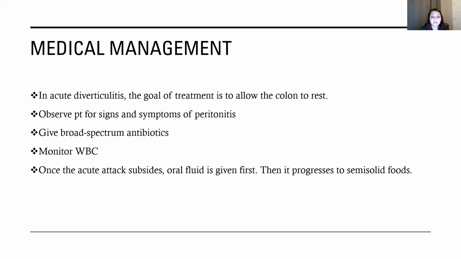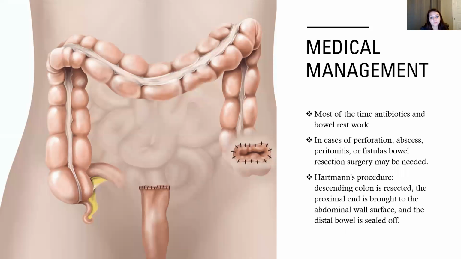Once that acute attack subsides, we're going to slowly introduce things back to the colon. So we'll start with oral fluids, and then we'll slowly progress up to semi-solid food, because we don't want to just start with the cheeseburger. Because then that's going to really irritate everything. We'll just start slow and then progress up to that semi-solid food.